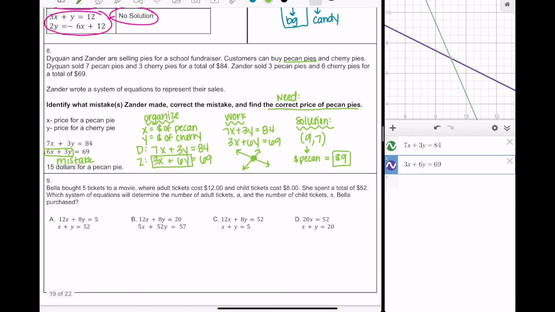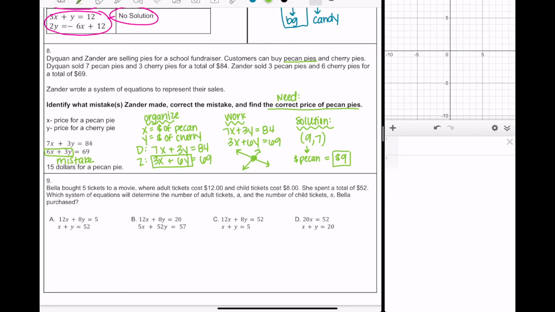Okay, number 9. Bella bought 5 tickets to a movie, where adult tickets cost $12 and child tickets cost $8. She spent a total of $52. Which system of equations will determine the number of adult tickets, A, and the number of child tickets, S, Bella purchased? I would actually let A be x and child tickets, S, be y.